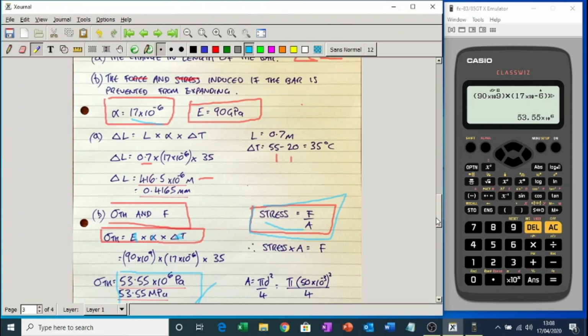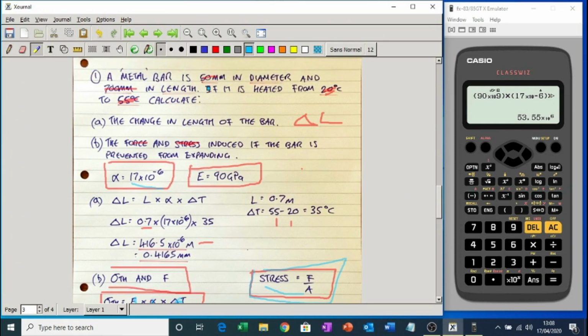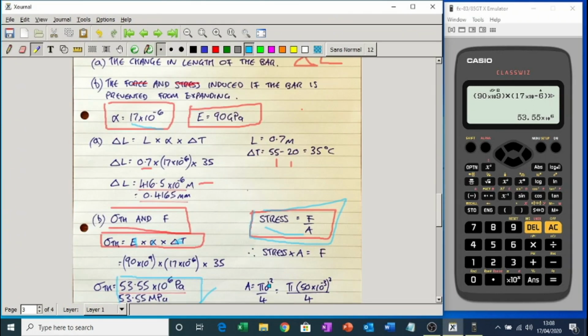We need to find the area. We can do that because it's a metal bar, 50 mm in diameter, which means it's a circle. So the area is going to be pi r squared or pi d squared over 4. Don't forget 50 mm has got to be in meters.